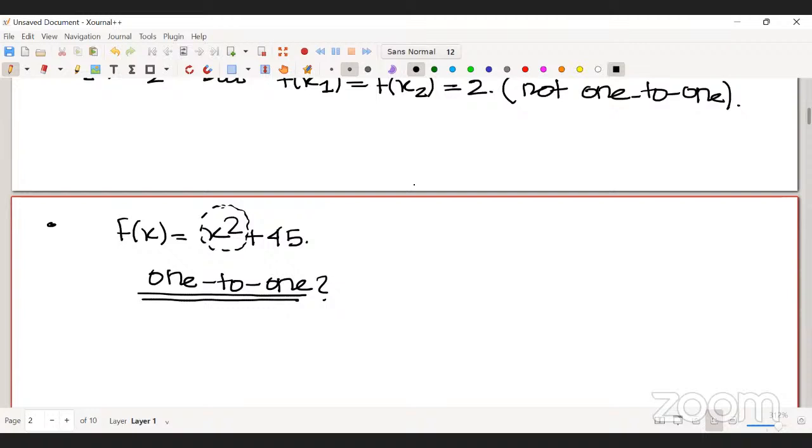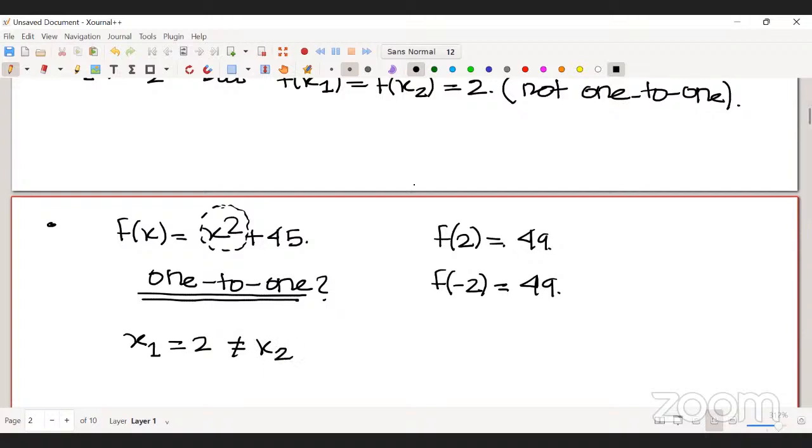The same argument: if I try to compute f of 2, then I will get 49. And if I compute f of -2, then I also get 49. So x1 is 2, which is not equal to x2, which is -2. I'm picking two different elements in the domain, but their images are the same. So that means this function is not one-to-one.